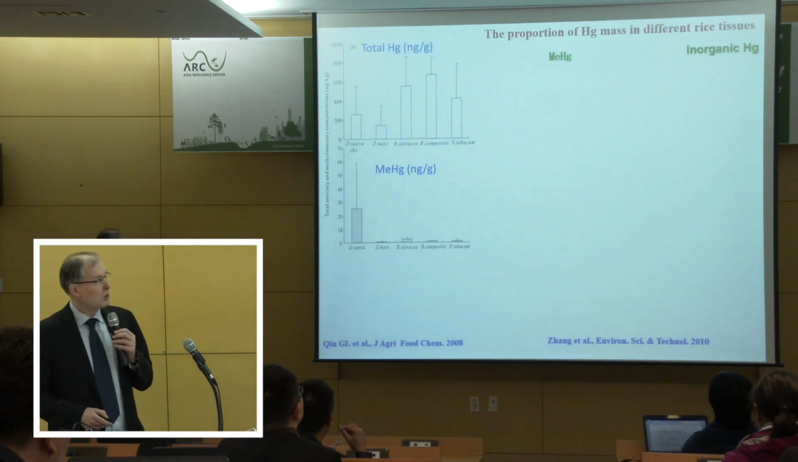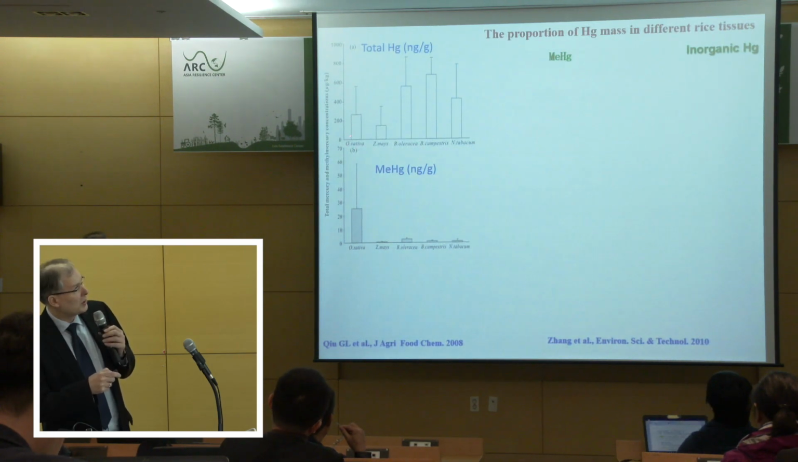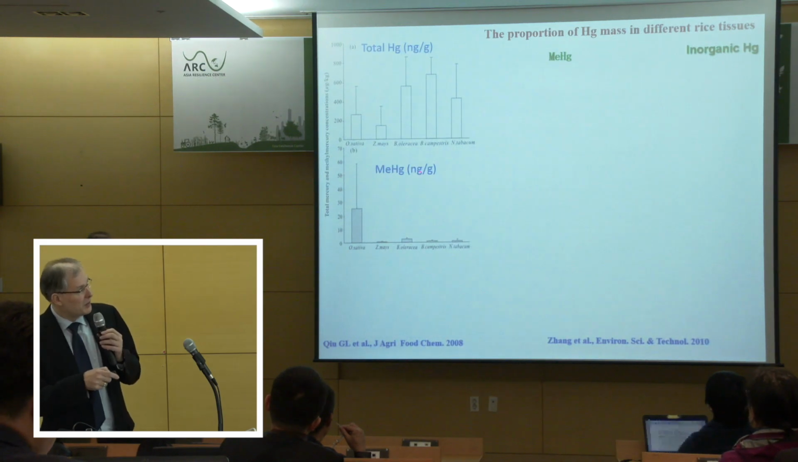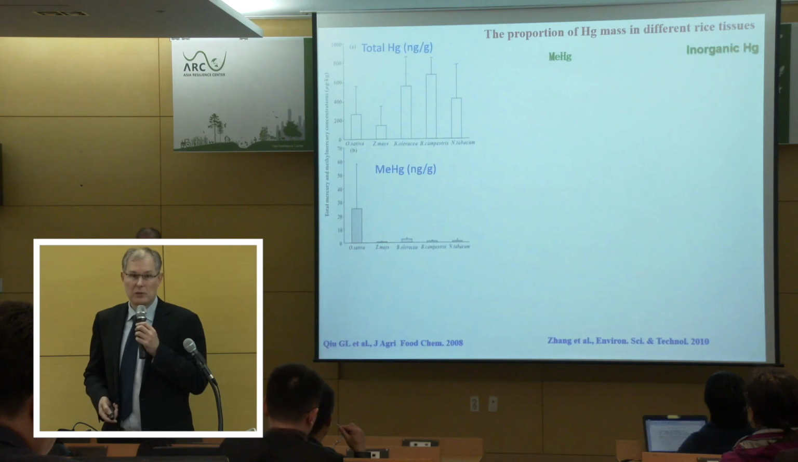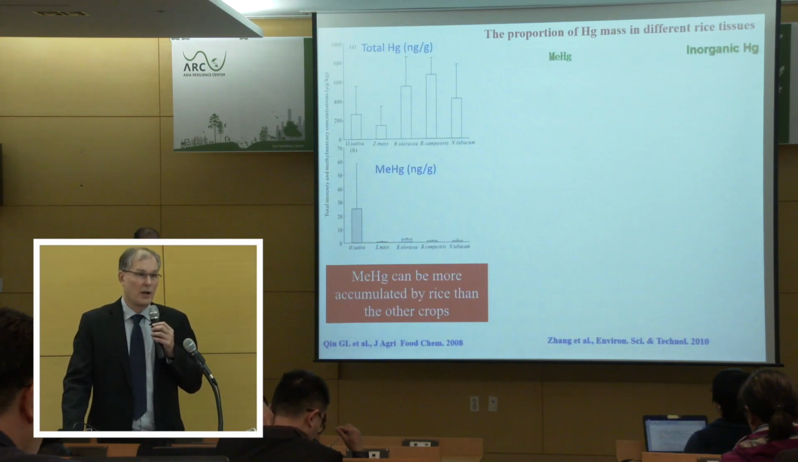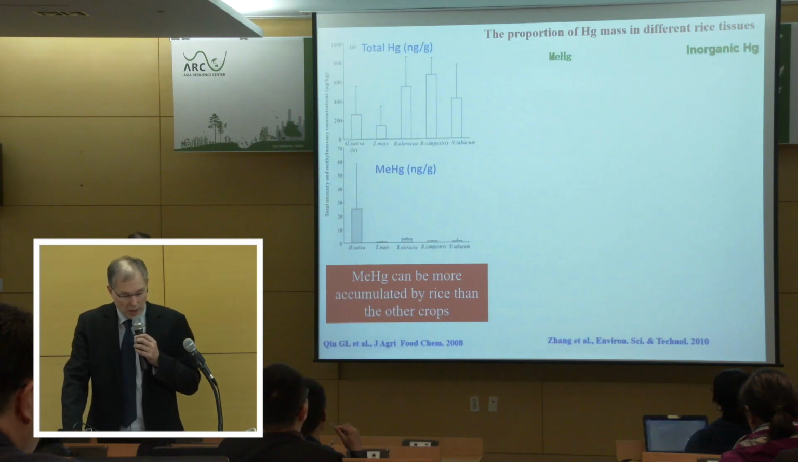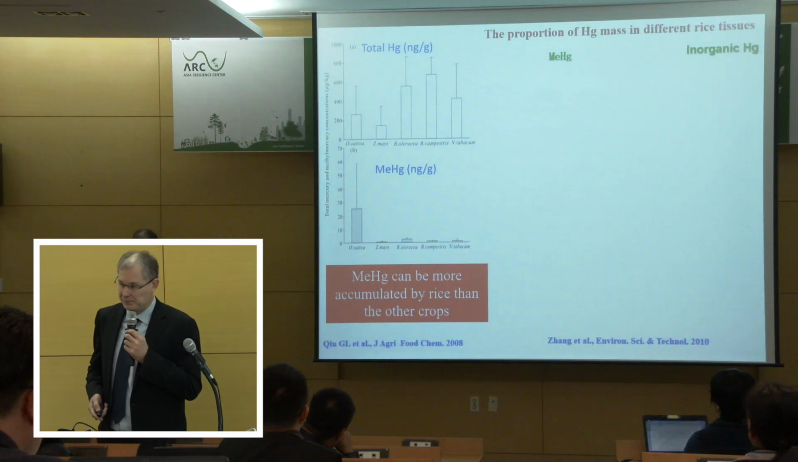So when we have a look at the total mercury concentrations in different plant species, here's the rice, and there's no big difference. But if you compare the methyl mercury, then we can see that the rice contains a lot of methyl mercury, especially in comparison to many other plants. That means the highly toxic methyl mercury can be more accumulated in rice crops than in other crops.